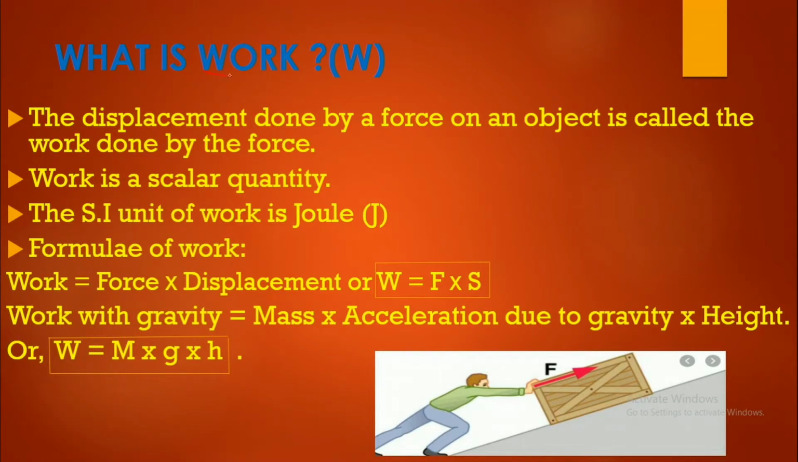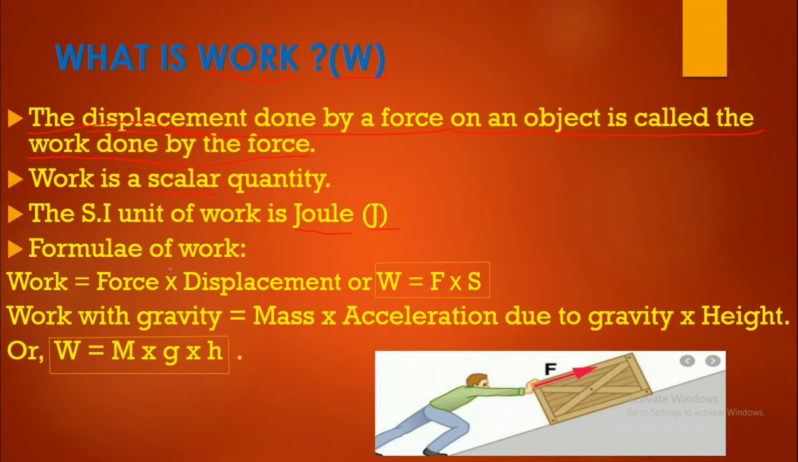What is work? So first thing is that work is denoted with W. The definition of work is the displacement done by a force on an object is called the work done by the force. Work is a scalar quantity as it doesn't have any direction. The SI unit of work is joule and it is denoted with J.